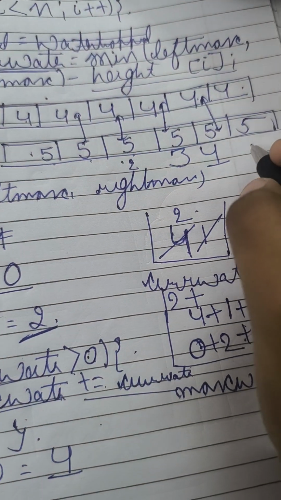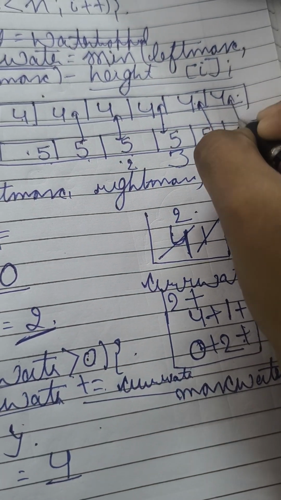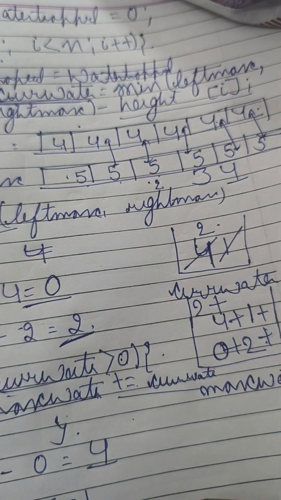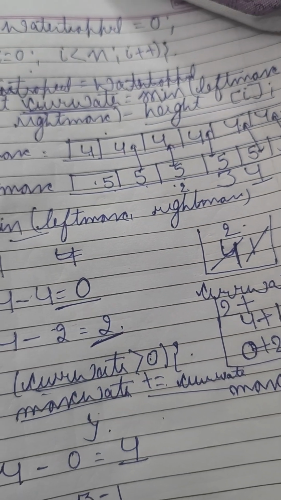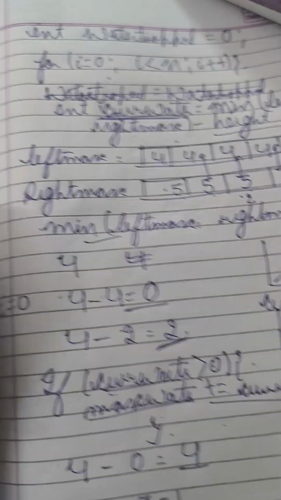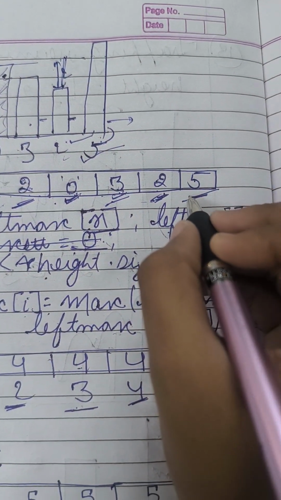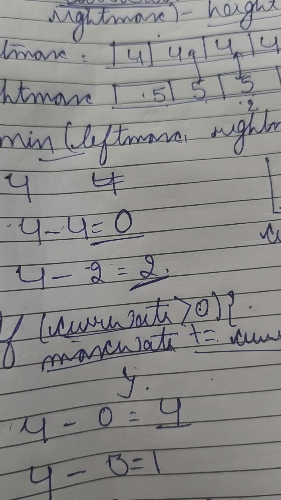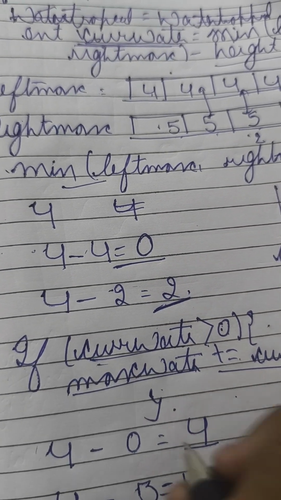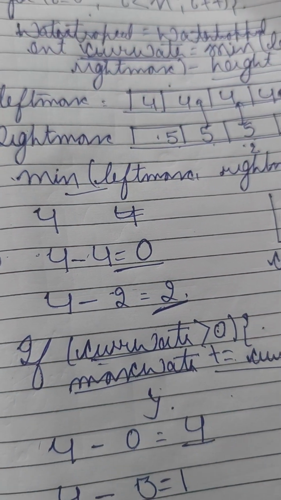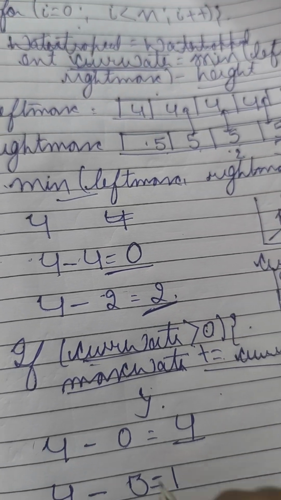Now moving towards the last index, the minimum of left max and right max is 4. Again, the minimum of left max and right max is 4, minus the height of I. The height of I in the last index is 5. So 4 minus 5 gives minus 1. Now in the current water, minus 1 got stored.